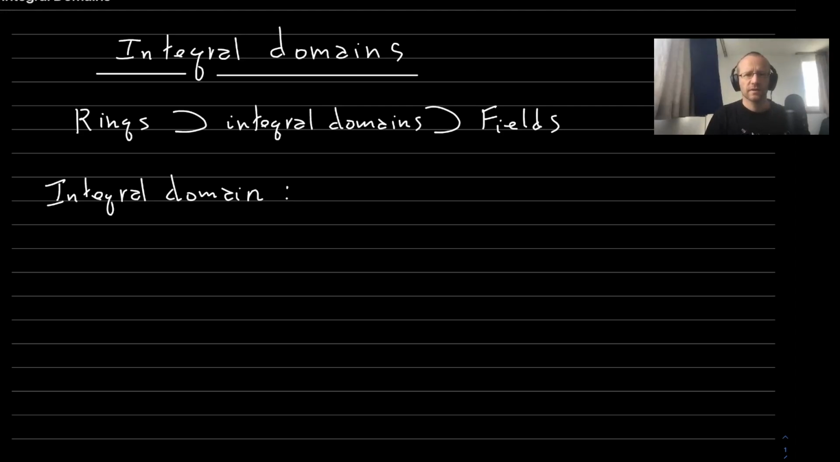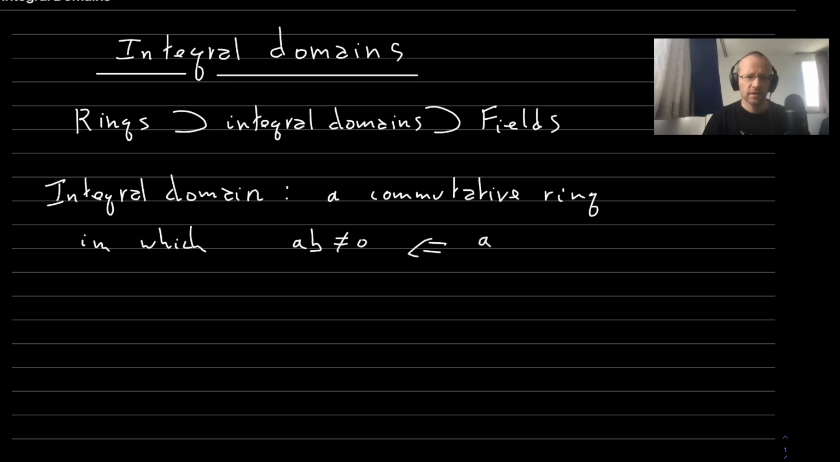Integral domains lie somewhere between rings and fields. In particular, an integral domain is a non-zero commutative ring in which the following property holds: AB is different from 0 if A is different from 0 and B is different from 0. So there can be no non-zero zero divisors.